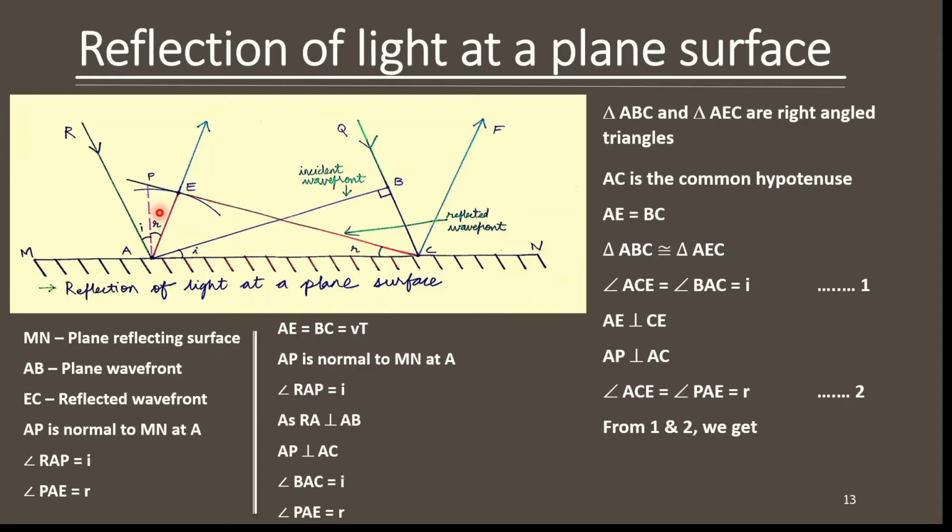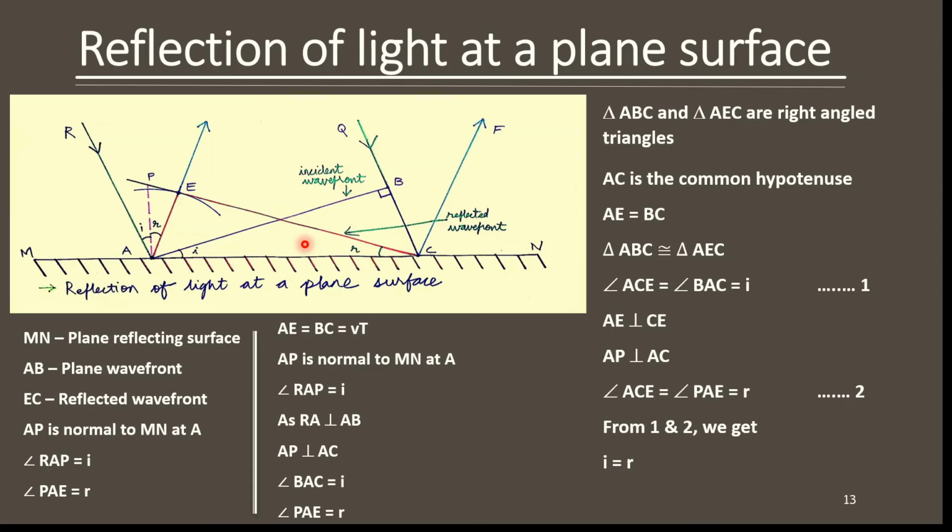From equations 1 and 2 we get I equal to R. The angle of incidence is equal to the angle of reflection. It is also clear from the figure that the incident ray, normal and reflected ray are in the same plane. Laws of reflection are proved on the basis of Huygens wave theory of light.